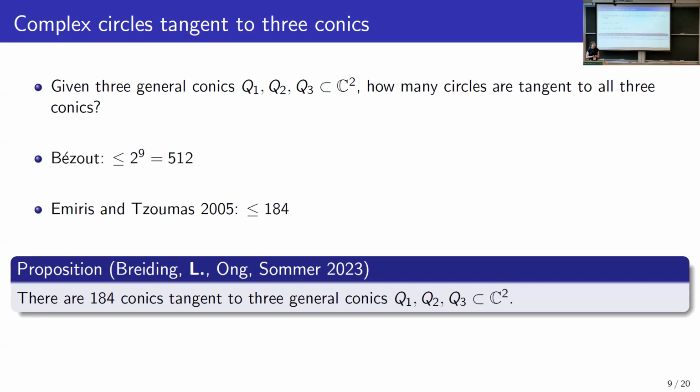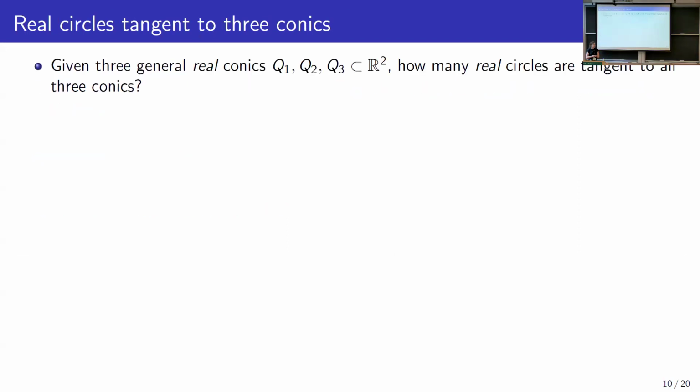Great. But of course, from the get-go, we were really just interested in the real version of this question. So again, the question is now, suppose I give you 3 general real conics, how many real circles are tangent to all 3 of them? And specifically, what is the maximum number of real circles I can have? So for any configuration of 3 real conics, what's the maximum number of circles that can be tangent to all 3? I'm talking generically. I don't want something where there are infinitely many solutions or anything like this.